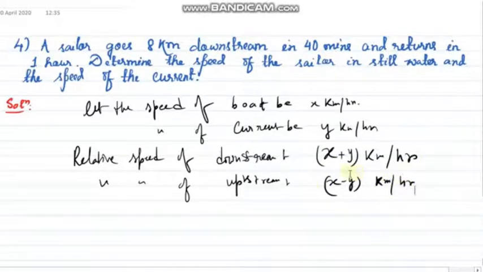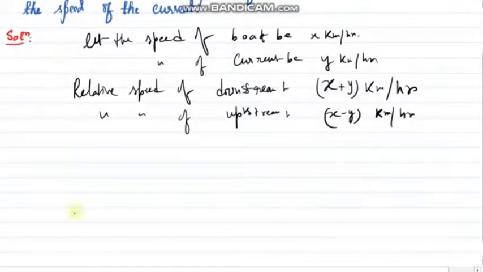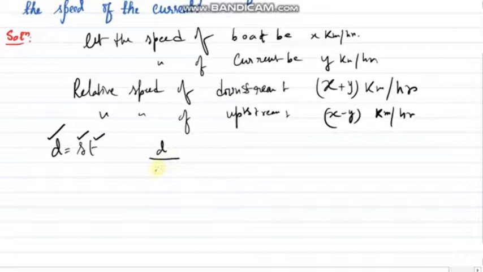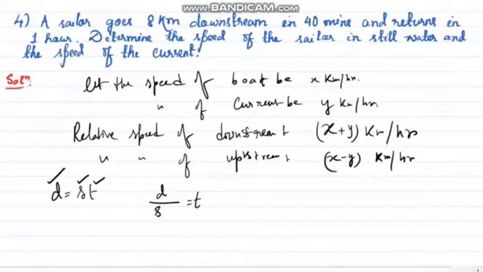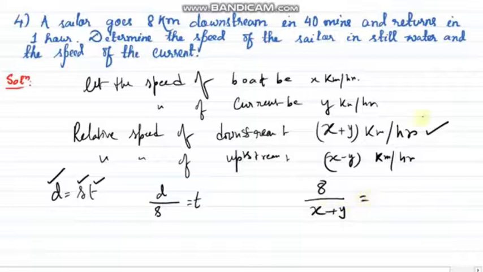Is it fine? So now we know the formula d equals s times t. What is the general notation? D is distance, s is speed, t is time. Correct? So distance divided by speed equals time, right? So what was the first distance? First distance was 8 km downstream. So 8 km is the distance, and the speed is the downstream speed, that is x plus y. So 8 divided by x plus y equals 40 minutes.